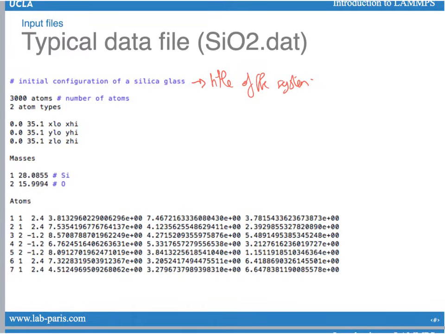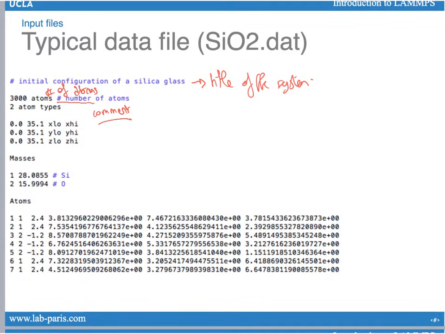The second line here is to provide the number of atoms, which is obviously something important because everything else will depend on that. Depending on the number of atoms that you have, you will need to provide a different number of initial positions. So here, every time you have something that starts with a pound sign, then this is a comment, and this is going to be ignored by LAMMPS. This is just for you to remember what those lines are about.